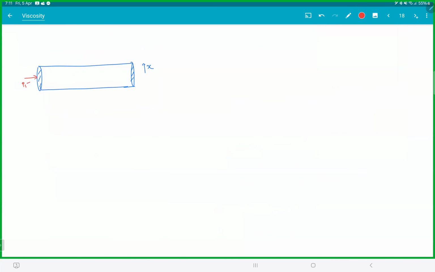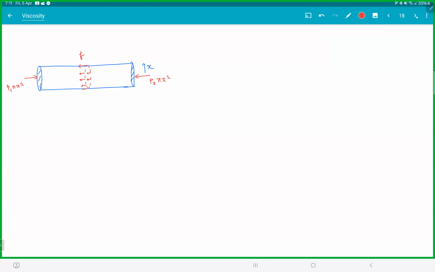P1 into area pi x square. From this side, you're pushing P2 into pi x square. And how will the friction be? The friction will be tangential on the surface. Now friction will be like this. That will be F, isn't it?